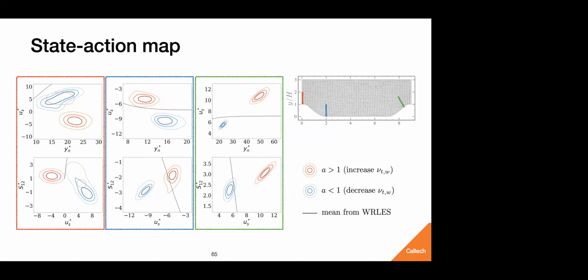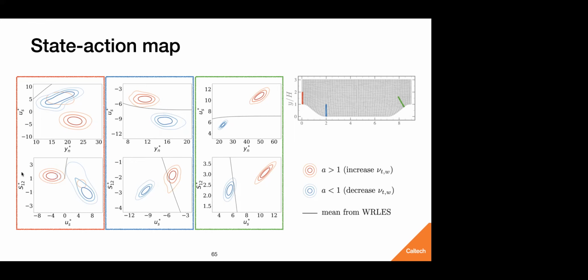I also wanted to show you the state action map for this case. So here what we did was we've chosen three locations in the streamwise direction and plotted the state and actions in all of these cases. Because we have an additional state, we have two plots for each location. You can see that for the green and the blue locations, these two figures, the red meaning to increase the wall shear stress and the blue meaning to decrease the wall shear stress, are very well separated, and they're separated by this mean profile that is obtained from the well-resolved LES.